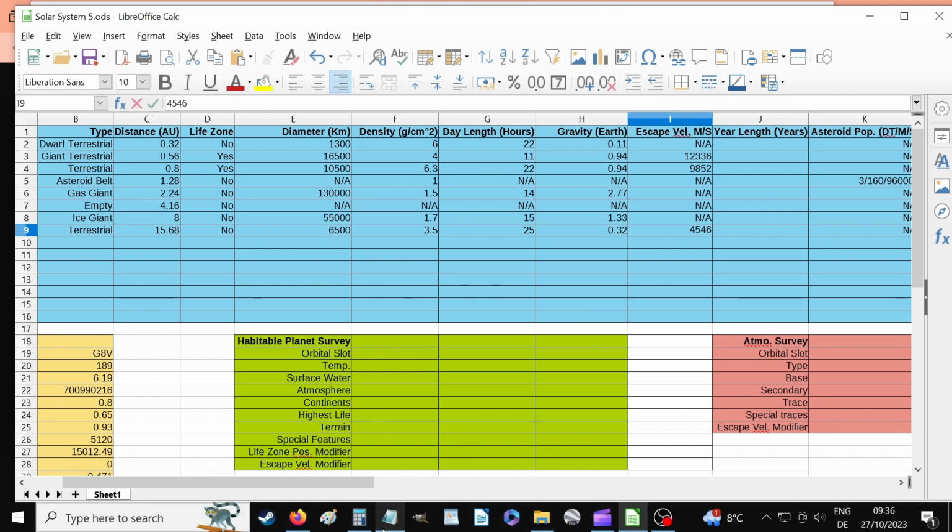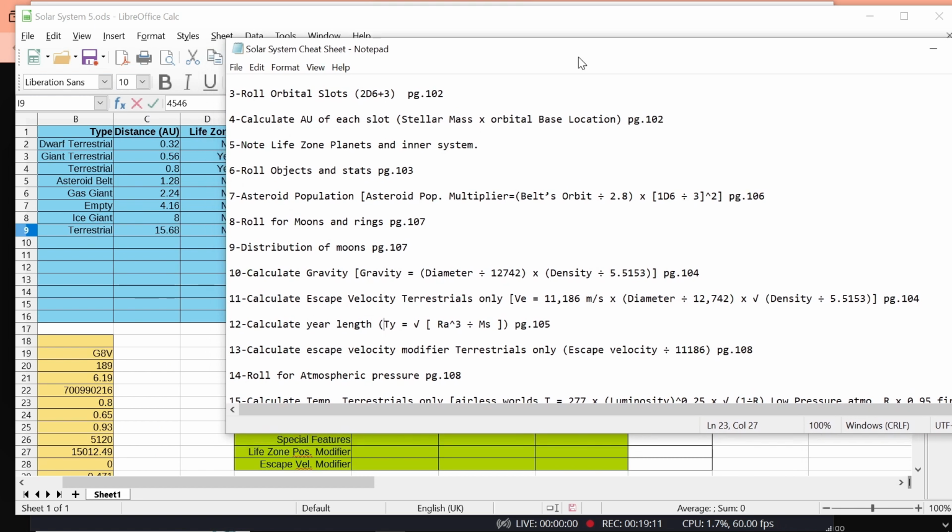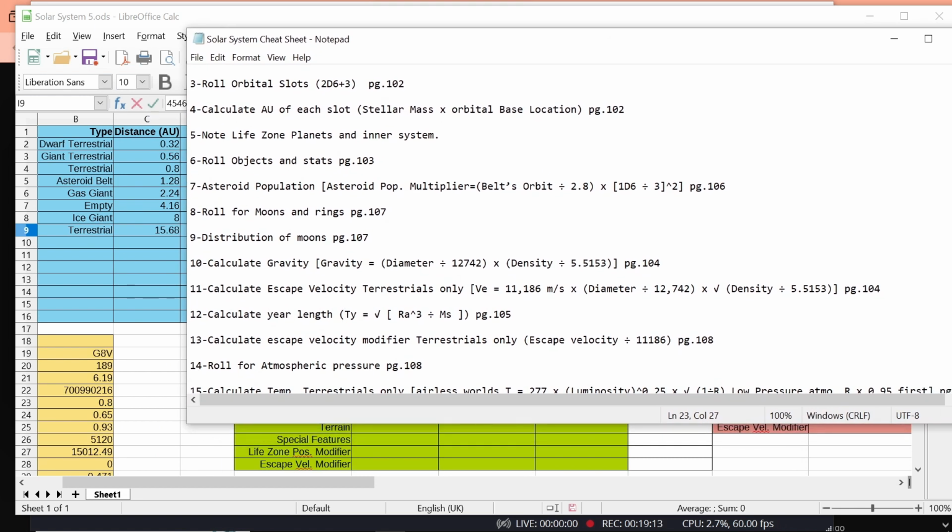Escape velocities are done. Moving on, calculate year length. Page 105. There are two year length calculations. This is the easier of the two. This is the one I like. If you want to do the other one, you're going to have to go and read how to do that yourself, because I'm not going to explain it. This is good enough for me.